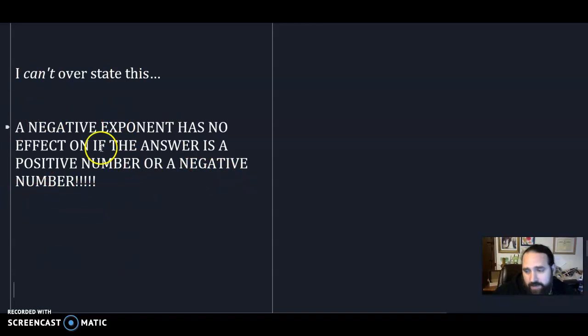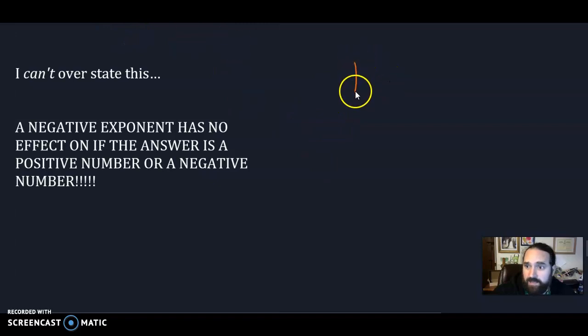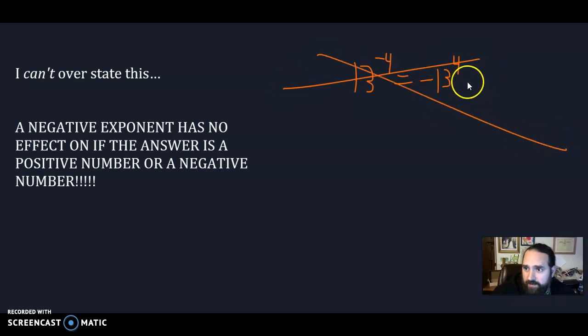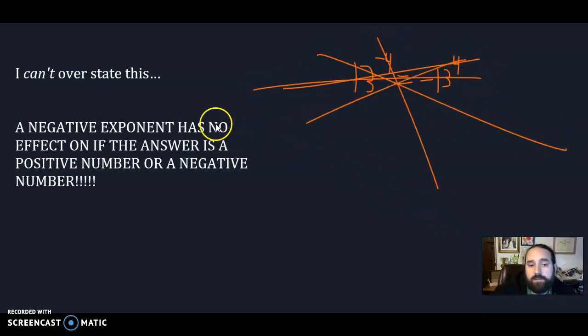So I can't overstate that. If up above you were looking at it and you went, hey, I saw that 13 to the negative 4, and you went, okay, so that obviously means I'm going to have negative 13 to the 4th. Yeah, no, that is not a thing. Don't go there at all.